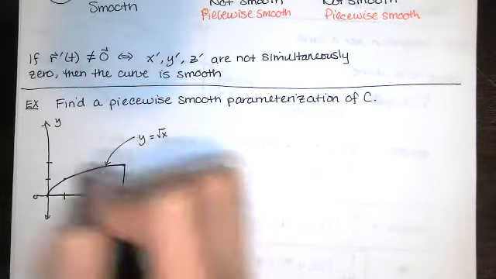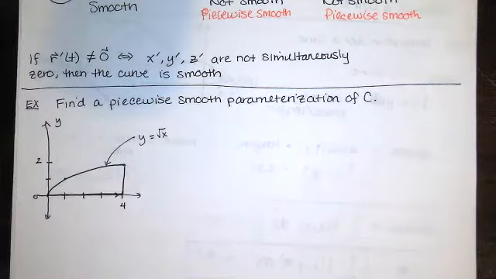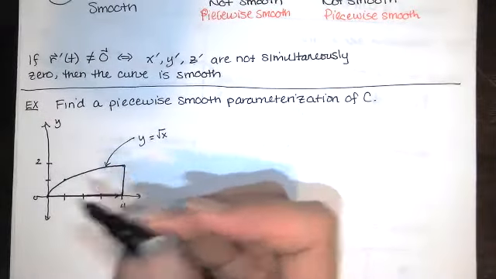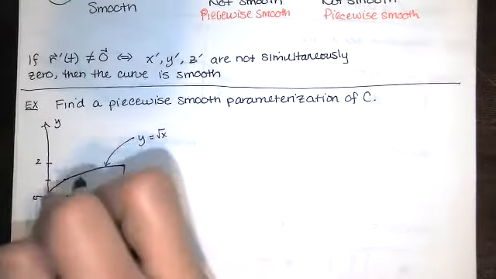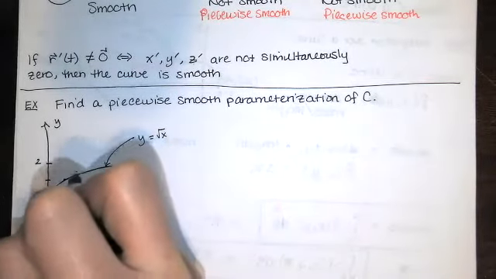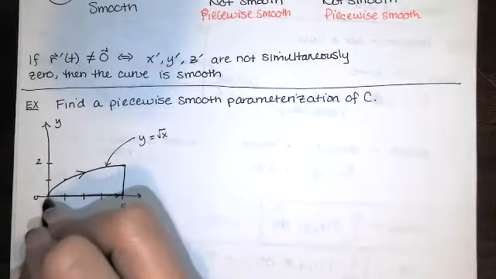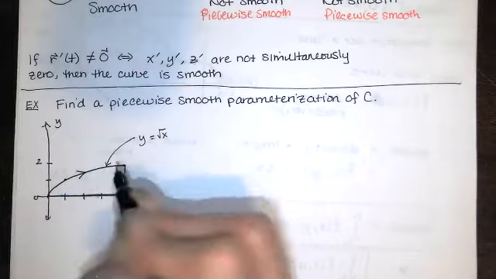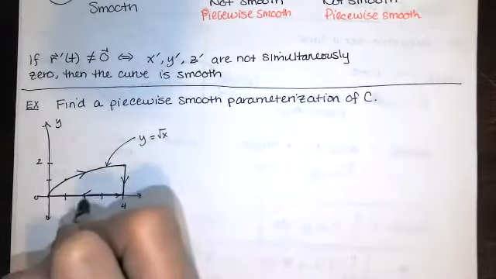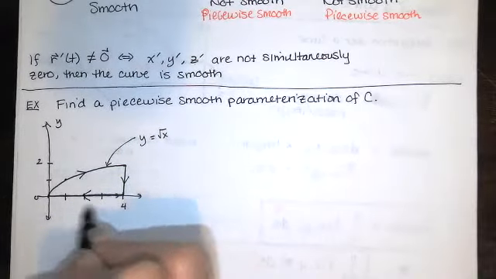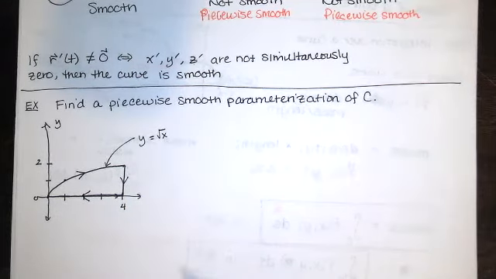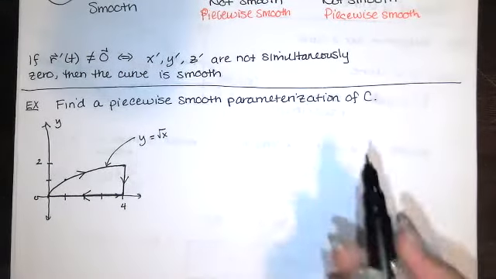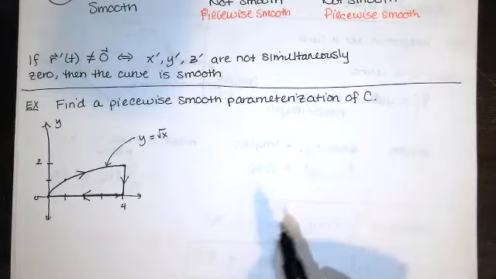This is x equals 4, that's y equals 2. And our parameterization is being traced out in this direction. So as t increases, we go this way, and then we go down, and then we go over this way, and then you could repeat. And let's say we're trying to find a piecewise smooth parameterization of C.